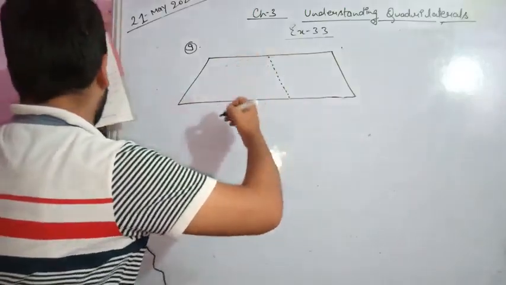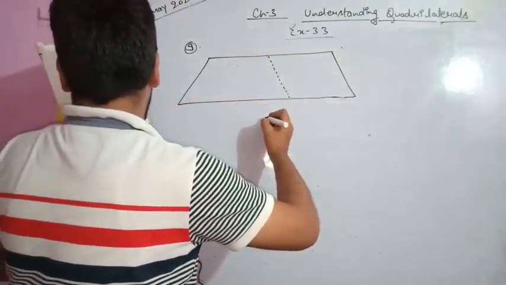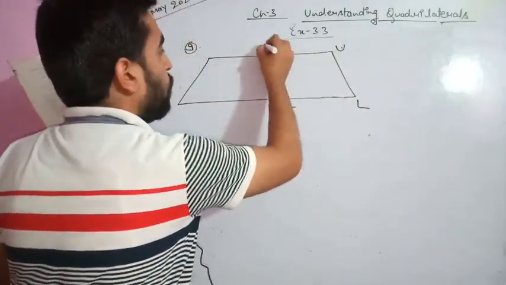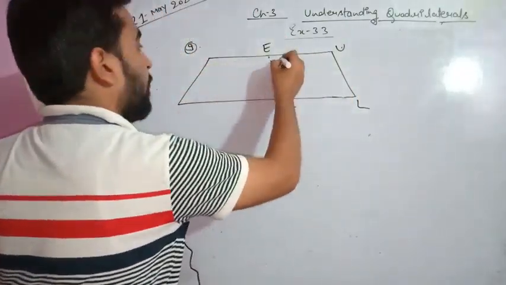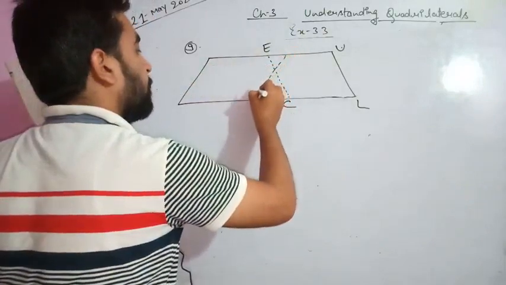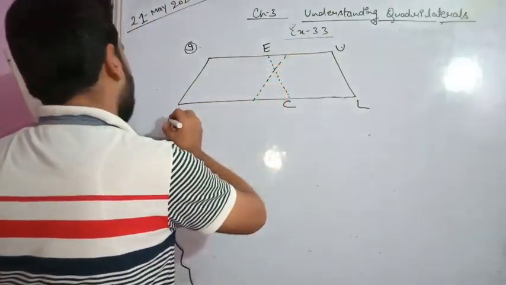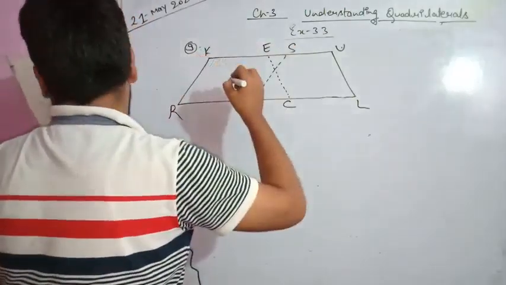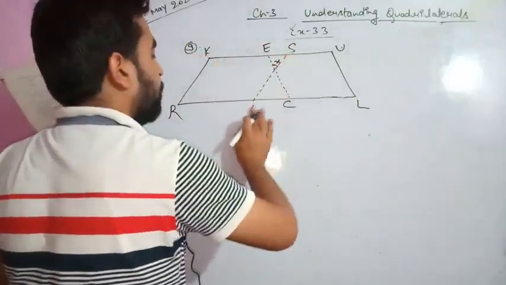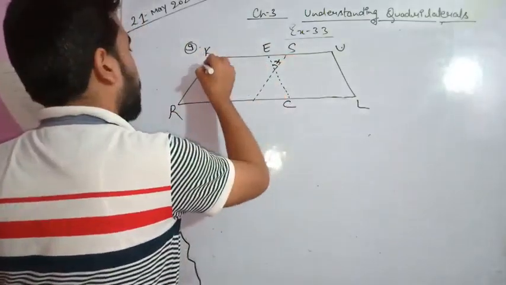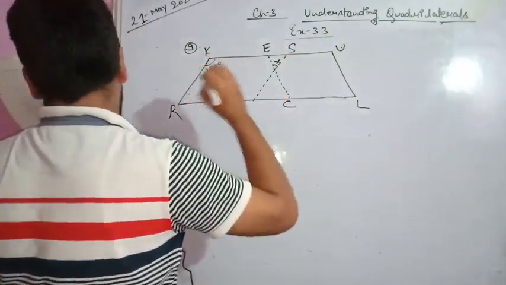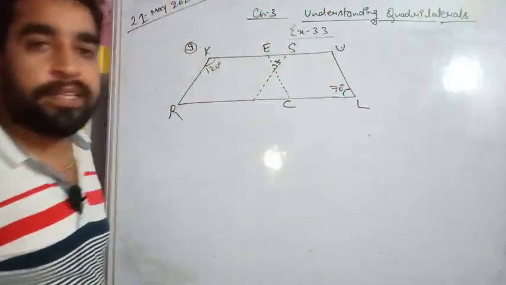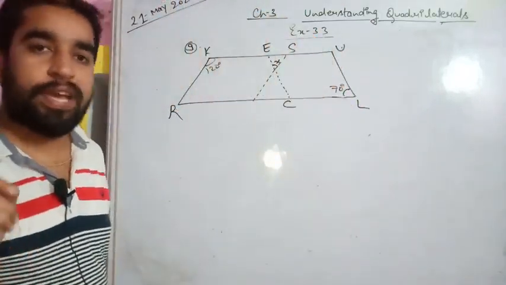As you can see, there is one separate parallelogram. What is the name of the parallelogram? That is CLUE. There is another parallelogram. So let me complete this, that is RISK. And this angle is X, which we have to calculate. This angle is 120 degree. This angle is 70 degree. We have to calculate the missing value, that is of X.